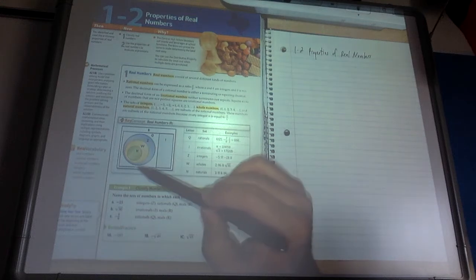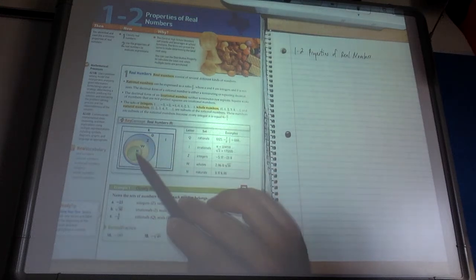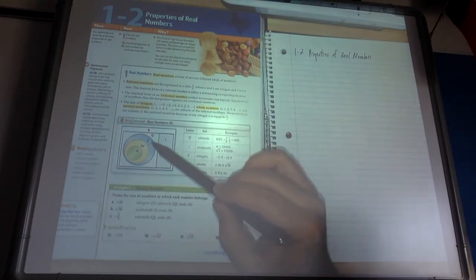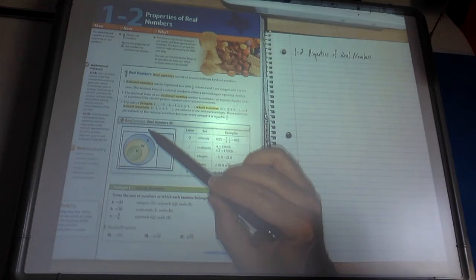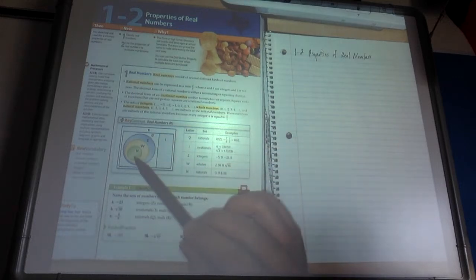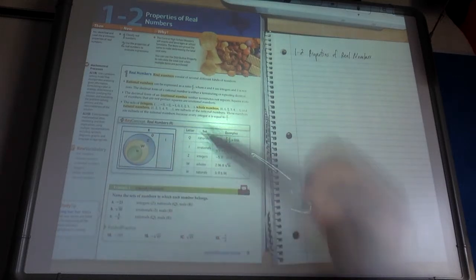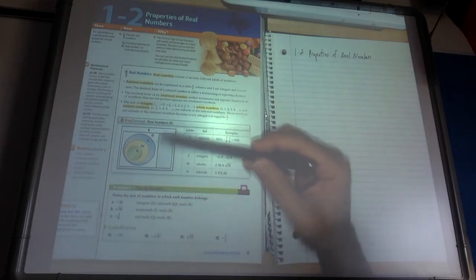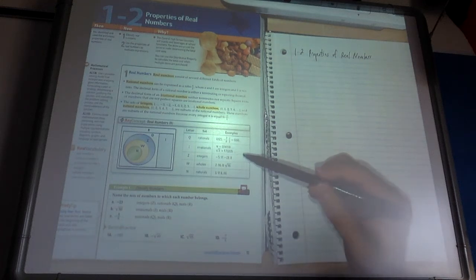The one thing to understand about these circles, whichever one it is: if it's a natural, then it's whole, it's an integer, it's rational, and it's a real number. If it's just an integer, if it fits this definition, then it's a rational, then it's a real number. So wherever it fits in the circle, it's from there all the way out. If you ever get irrational, that's over here by itself, it's also a real number, all right? They give some pretty good examples here.